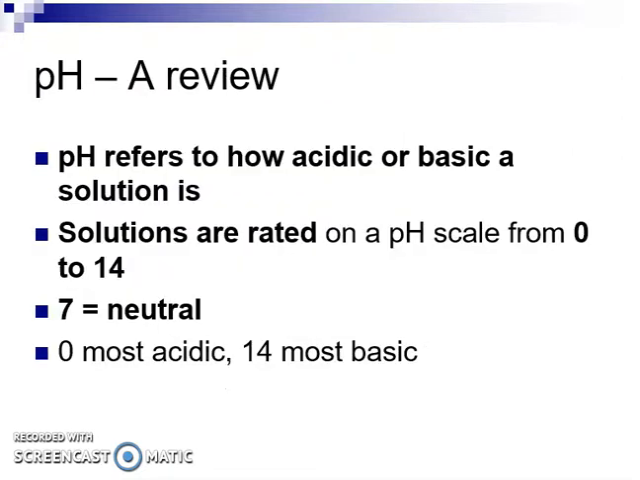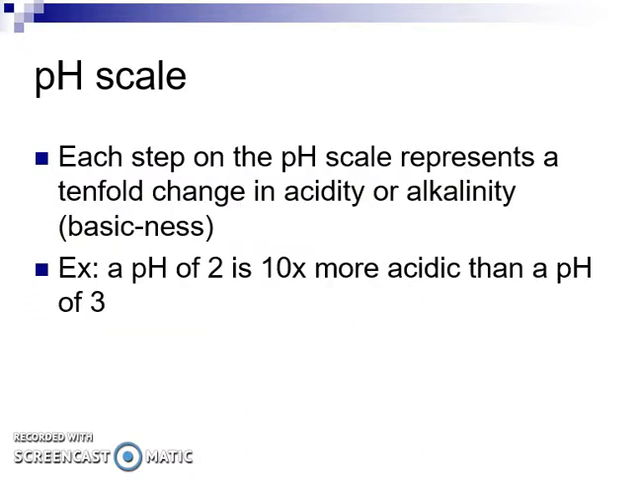Now, I'm going to jump into a brief review of pH. pH refers to how acidic or how basic a solution is. Solutions are rated on a pH scale from 0 to 14. From 0 to 7 is acidic. From 7 to 14 is basic, with 7 being neutral. Something that's neutral is water, and some acidic things, you can think of any citrus fruits or any soda drinks, versus something that's basic are your cleaning products, your Drano, your soaps that you use to wash your hands.